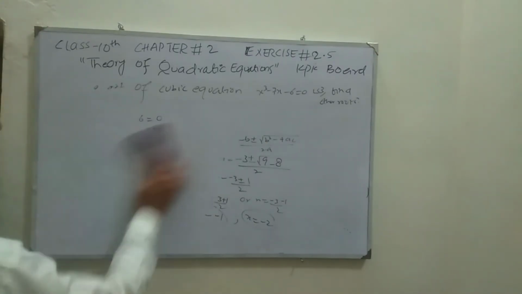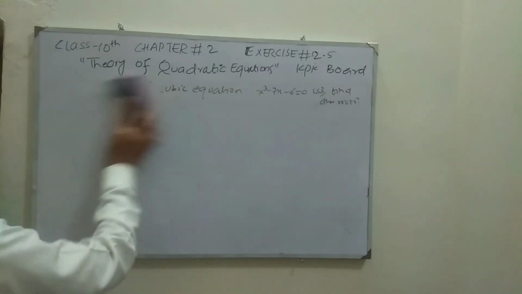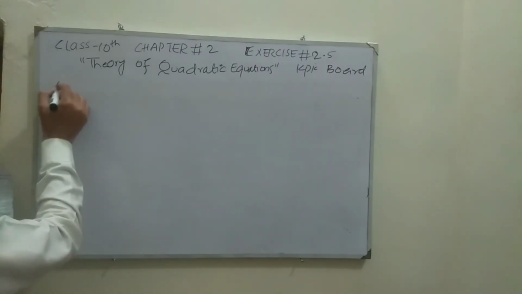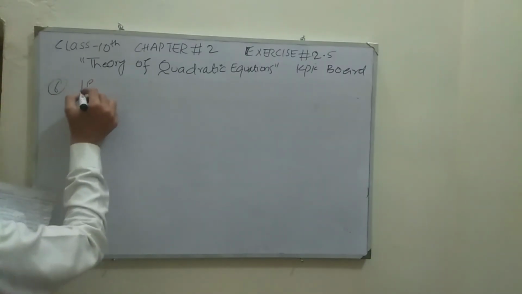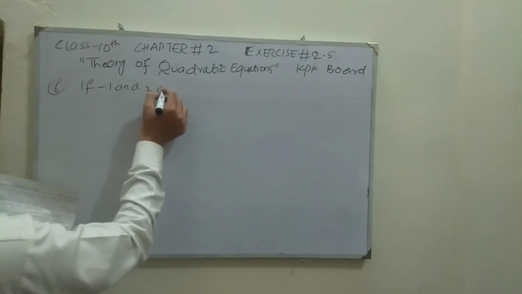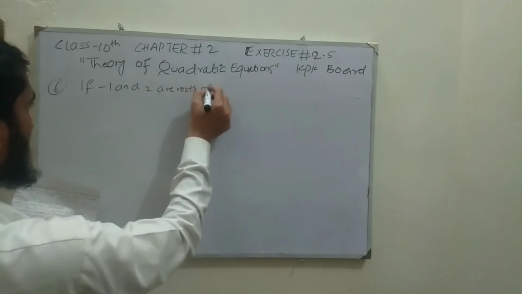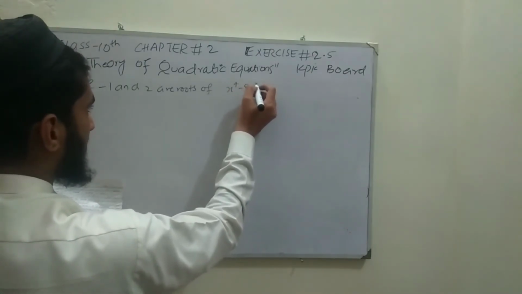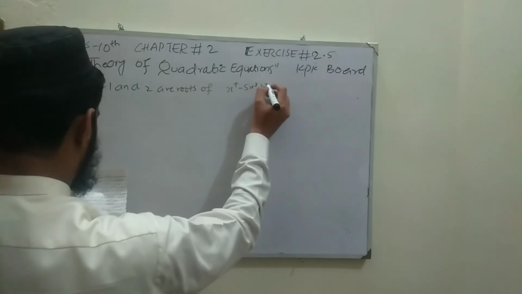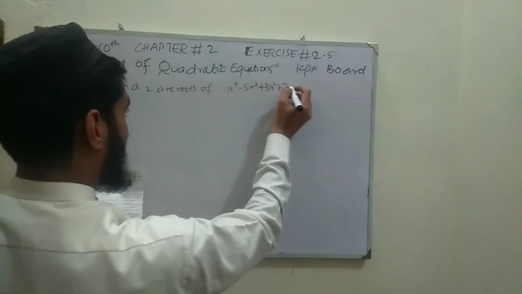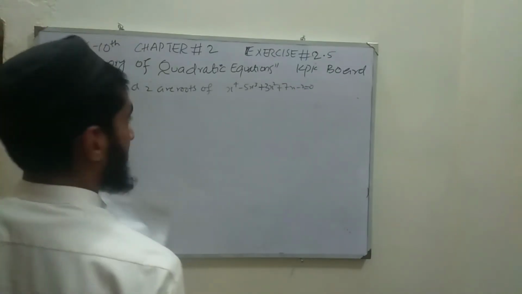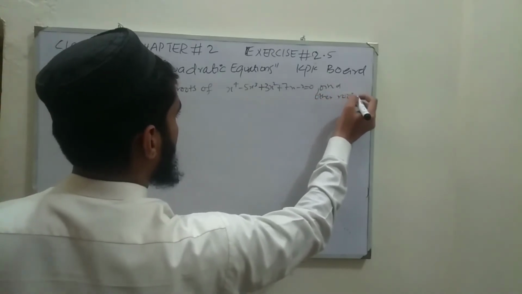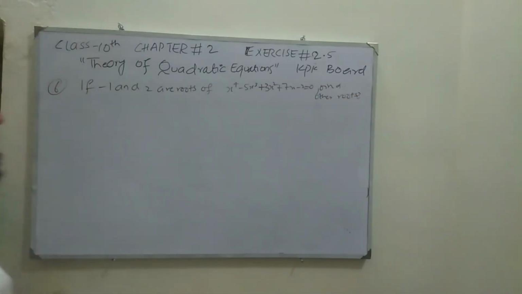Move to the last question. Last question is actually 6th number question. 6th number question tells that minus 1 and 2 are roots of a quartic equation. The equation is x raised power 4 minus 5x raised power 3 plus 3x square plus 7x minus 2 is equal to 0. Use synthetic division, find other roots. Find other roots using synthetic division. This exercise is totally related with synthetic division.